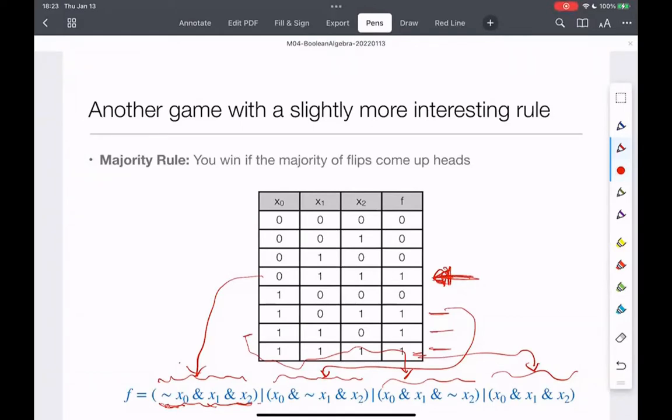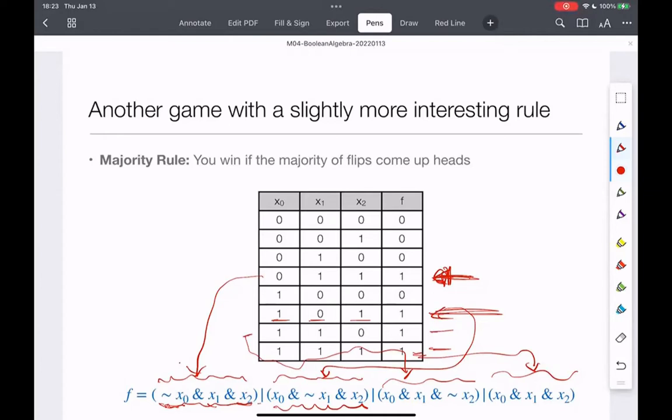Likewise we have a term for each row. Let's examine this row, for example. It's basically saying x0 is 1, x1 is 0, and x2 is 1. So it would be x0 and not x1 and x2. That's what you are seeing on the second term, and so on and so forth. So I can take a function, look at those rows which are 1, create an AND term like this for each row, and then OR them up.